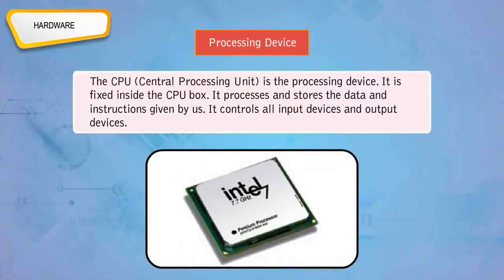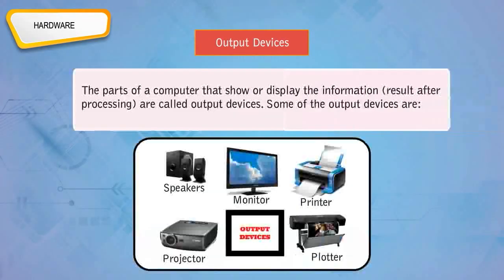Processing device. The CPU, Central Processing Unit, is the processing device. It is fixed inside the CPU box. It processes and stores the data and instructions given by us. It controls all input devices and output devices. Output devices: the parts of a computer that show or display the information, the result after processing, are called output devices.